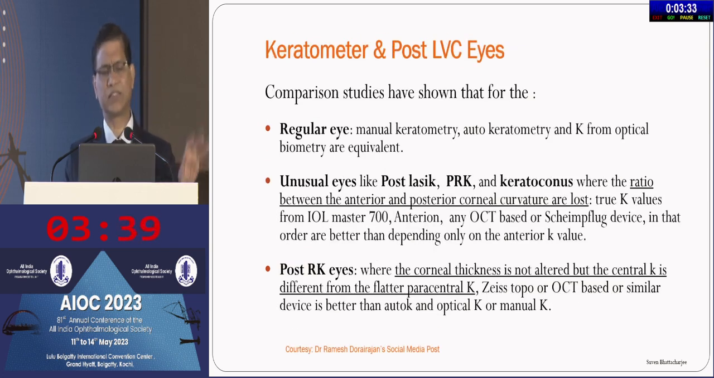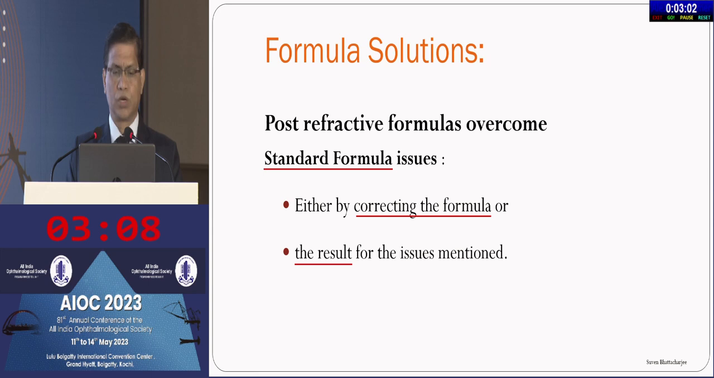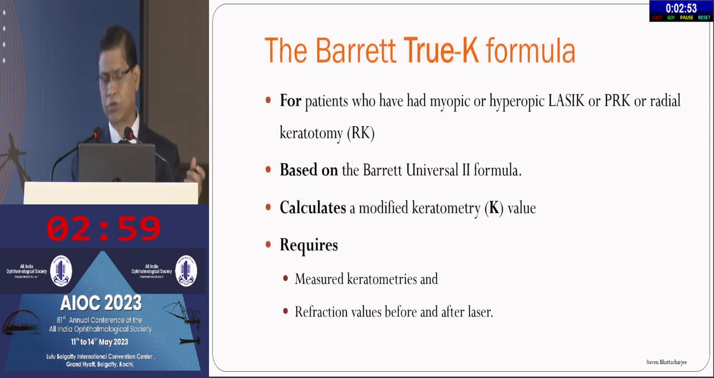So in regular eyes, it doesn't really matter. Manual keratometry, autokeratometry, K from optical biometers are all equivalent. But in unusual eyes like post-LASIK or PRK and keratoconus, the ratio between anterior-posterior corneal curvature is lost. So in that order of preference, IOL 700 and the OCT-based Scheimpflug devices work; the accuracy works that way. Post RK, where the corneal thickness is not altered, but the central K is different from the flatter paracentral K, there are other topography devices, Zeiss topo, and OCT-based similar devices work, but again, we have to account for the smaller optical zone. So, post-refractive formulae overcome standard formula issues either by correcting the formulae or by adjusting the results for the issues that we have talked about already.